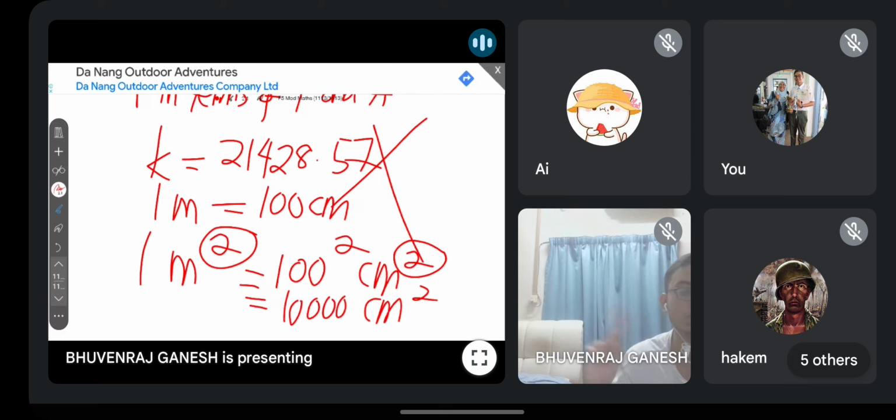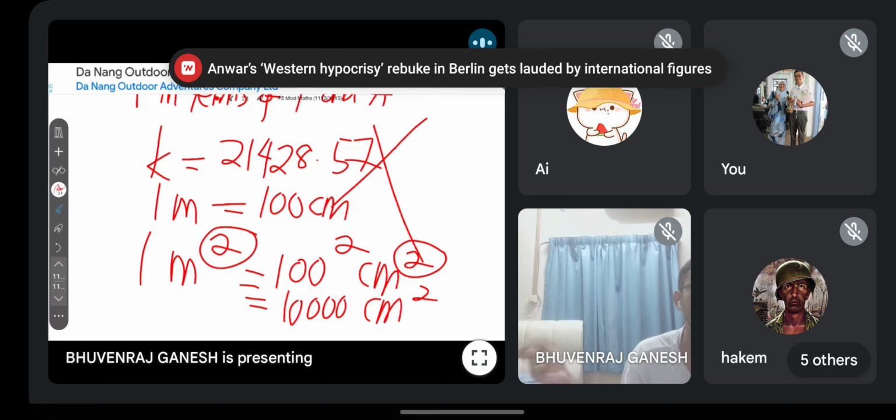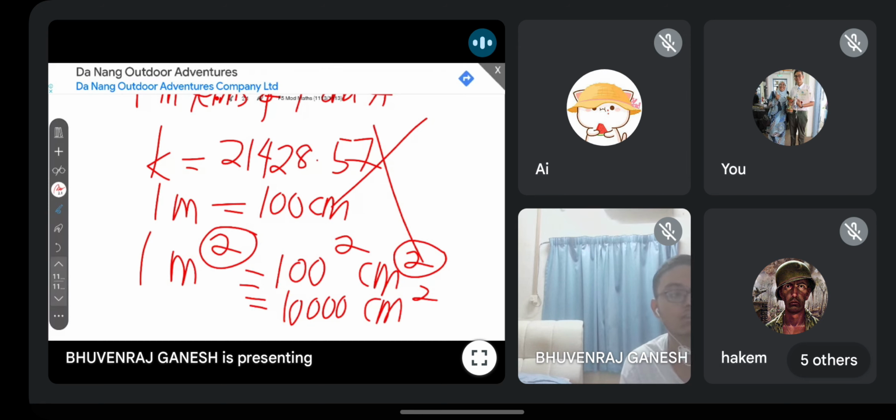Remember. Okay, they will like to ask you to convert all of this, meter square to cm square, all of that. You must know this formula.